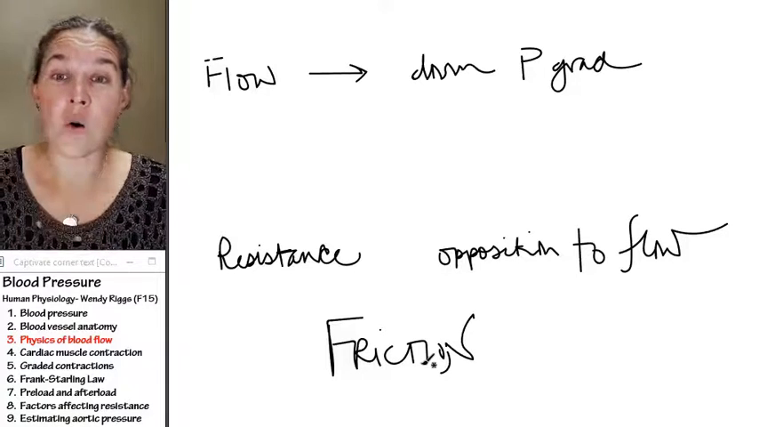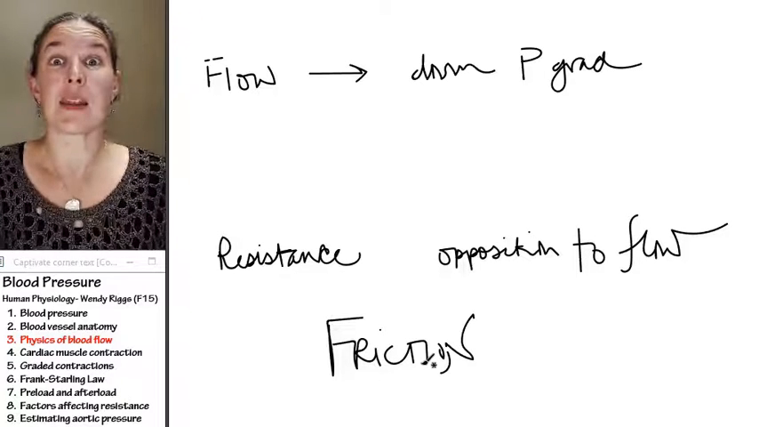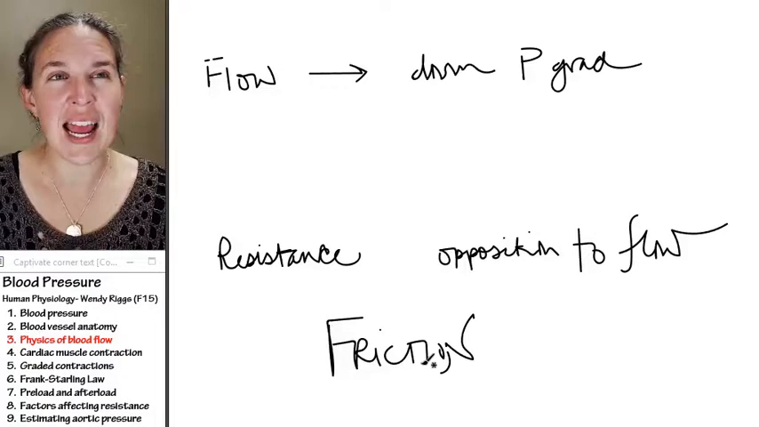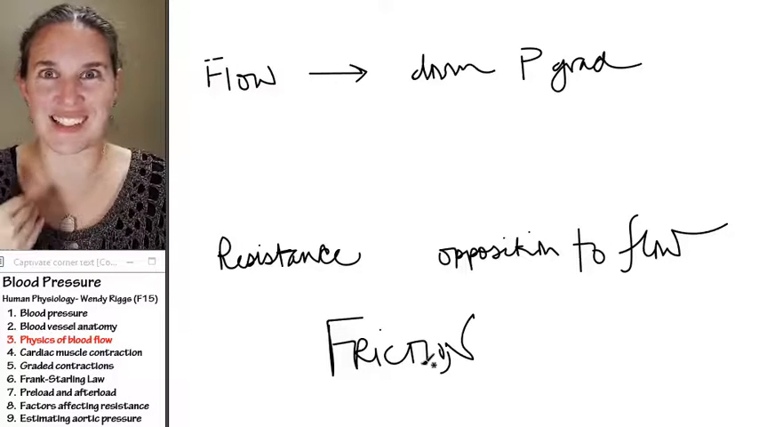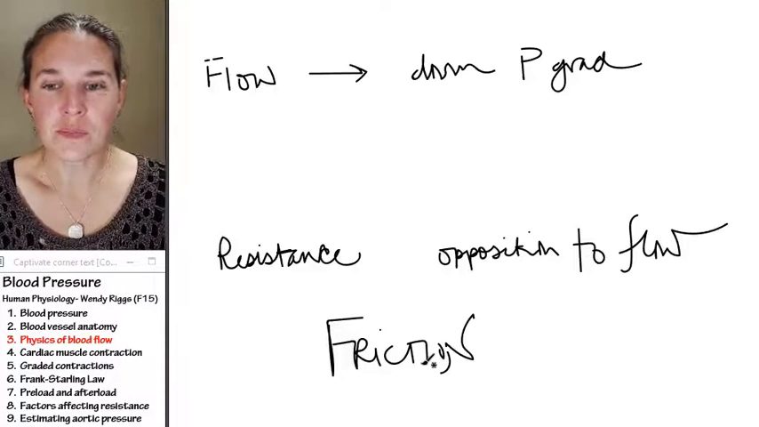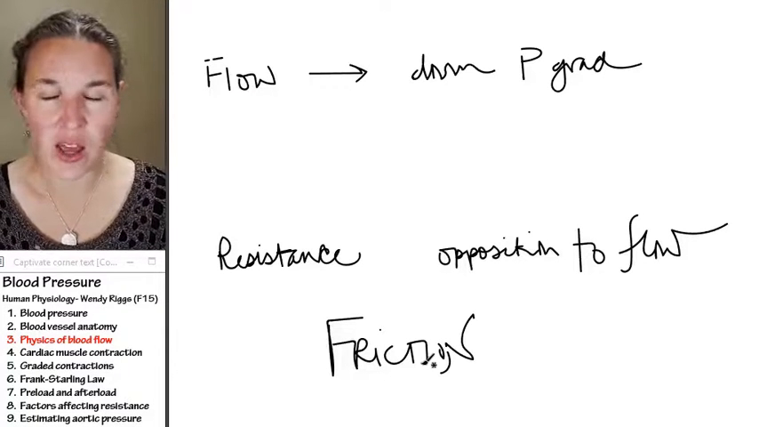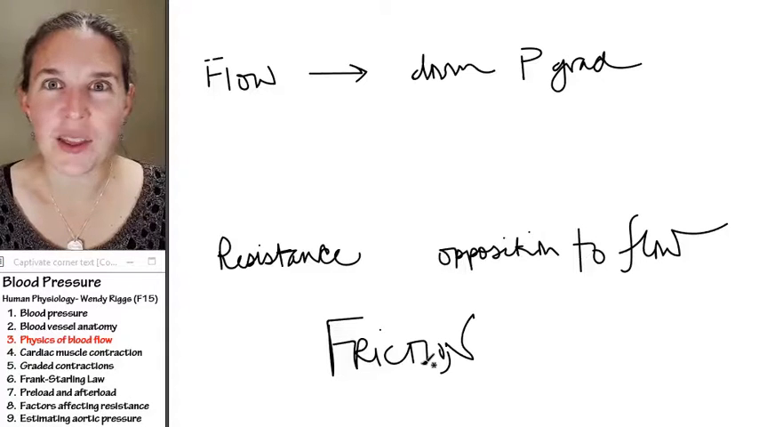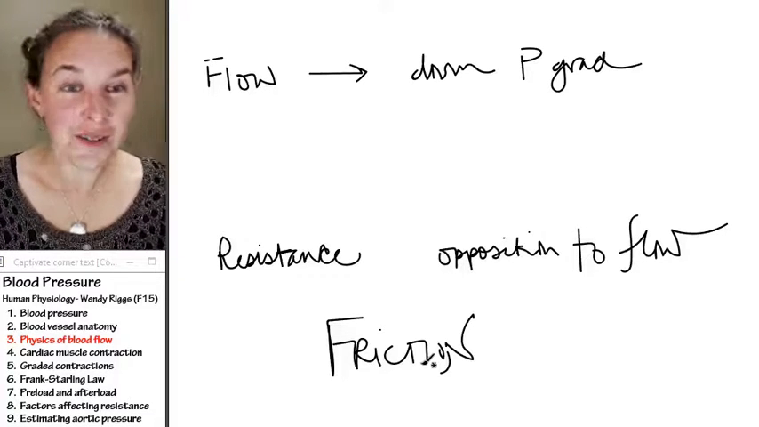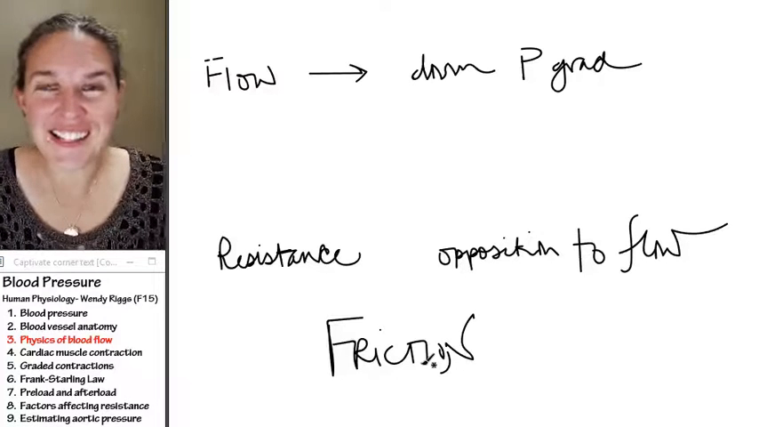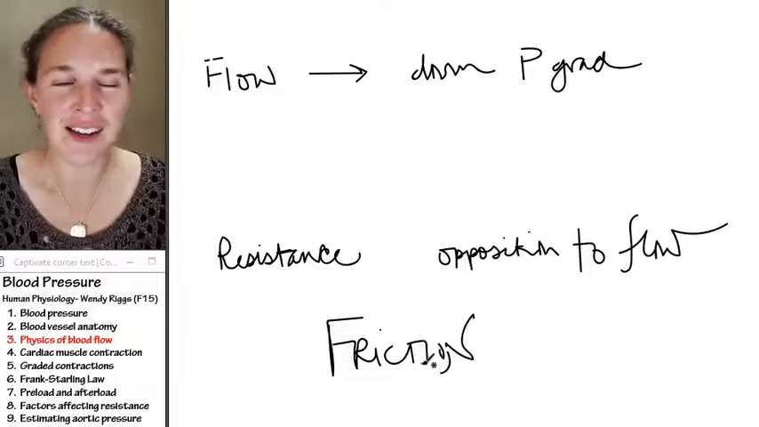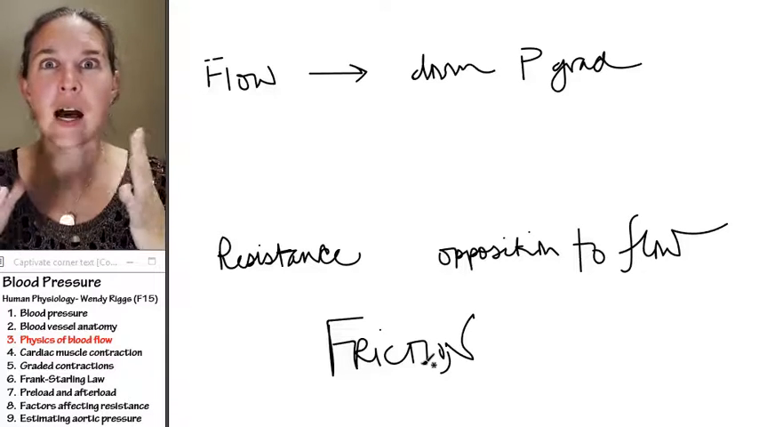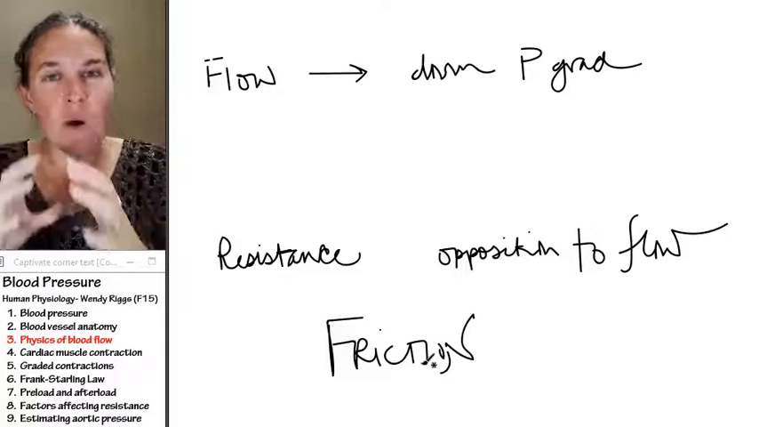Knowing that flow is created by pressure gradients, if you didn't have a difference in pressure in your blood vessels, your blood would not move anymore. What creates the pressure gradient in your heart? I mean, I just told you the answer. What creates pressure gradients in your blood? Oh, you guys are so smart. Your heart creates the pressure gradients. I knew you guys were paying attention out there. Good job.